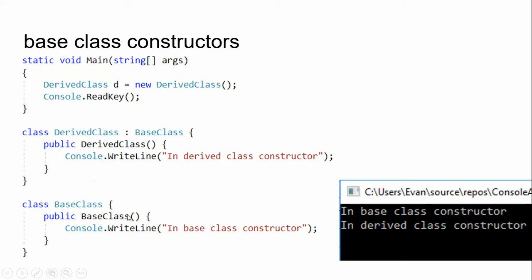Now, if we didn't have this constructor here that didn't take any parameters, like if we had another constructor that took three parameters or something, then the compiler doesn't create a default constructor for us. So in that case, the derived class wouldn't know what constructor to call in the base class, and you get a compile error.